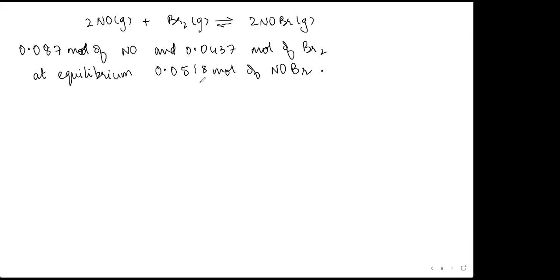So you know the concentration of the product at equilibrium. You need to figure out what the concentrations of the reactants are at equilibrium. So this is the question: find the composition of the equilibrium mixture, meaning the concentrations of the different species at equilibrium, of the reactants and the product.